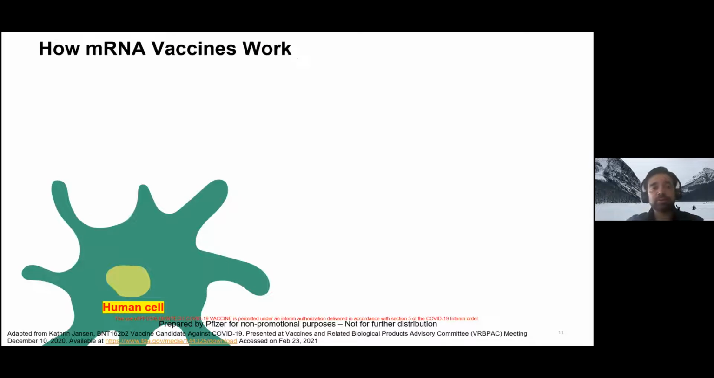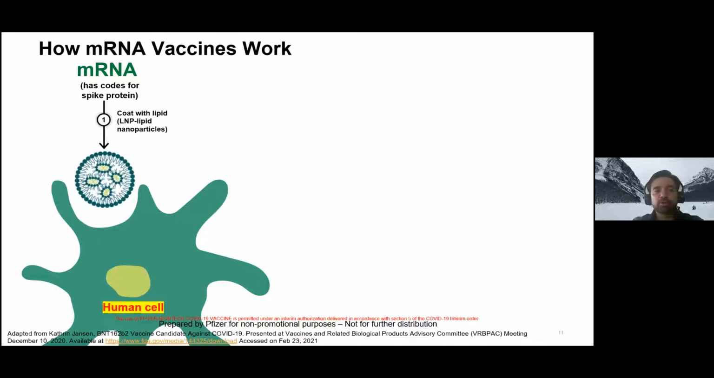Now let's talk about how the vaccine works. We have deep insight into the mechanistic detail of how this vaccine works. In this case, the vaccine is an mRNA vaccine. And as Alex said, this vaccine has the codes for the spike protein. The mRNA is a very fragile molecule, so to protect it, a coat of lipid, a fat layer, is applied, and this is what you call a lipid nanoparticle. You can think of these lipid nanoparticles as vehicles that protect the mRNA.